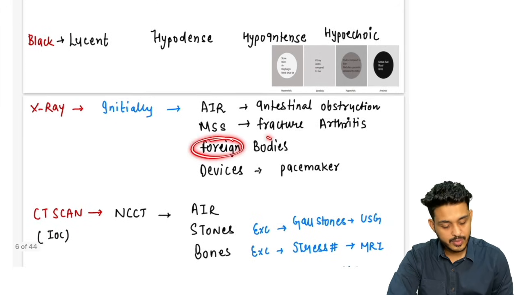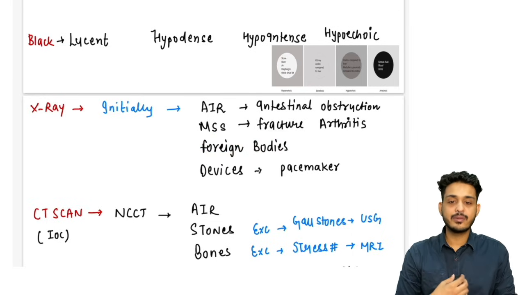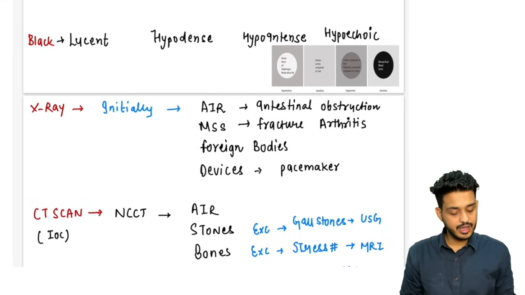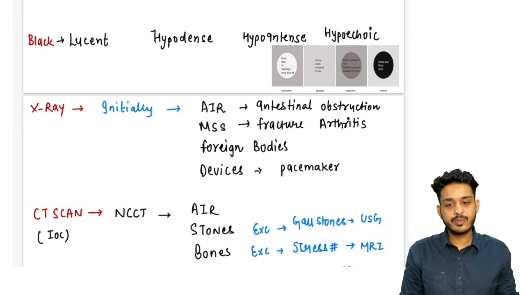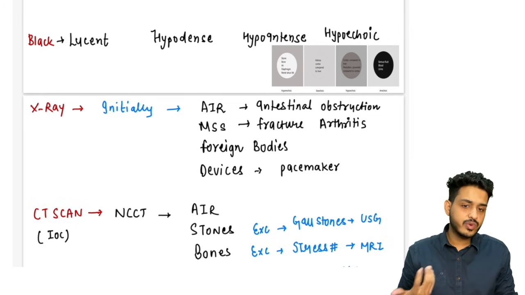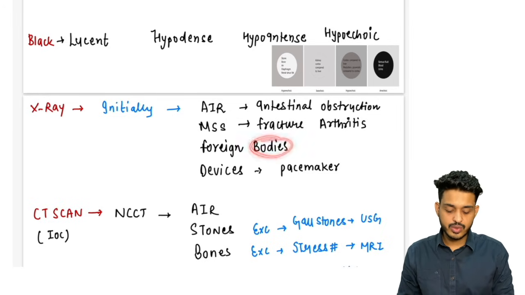What about foreign bodies? If you are having any foreign bodies in the body, you are engulfing something, maybe a coin, maybe a battery, maybe something, right? Any time you are having a foreign body, maybe you are putting an endotracheal tube, or maybe you are putting a nasogastric tube, whatever is the foreign body, you are going to do X-ray as the first investigation.